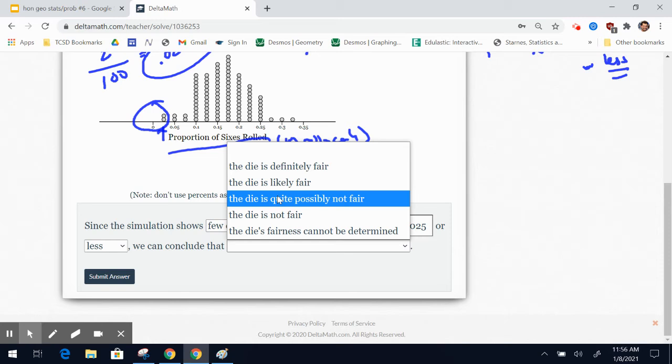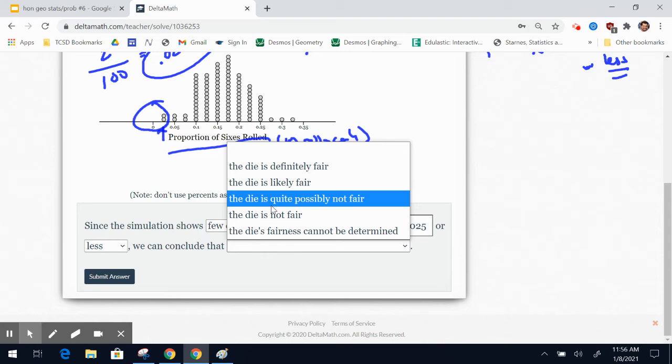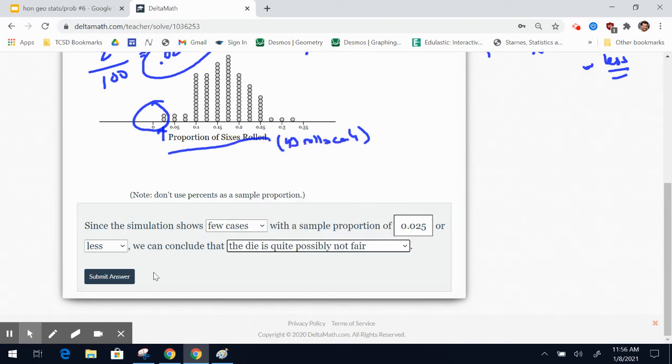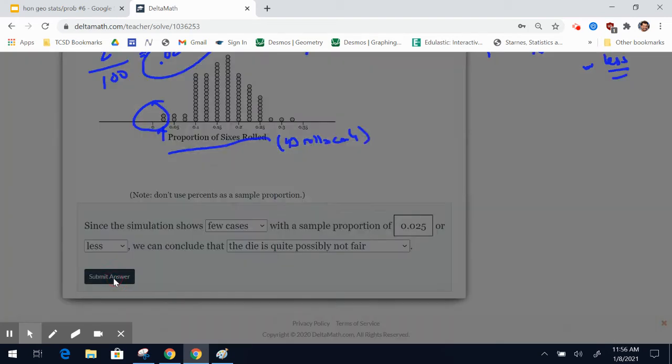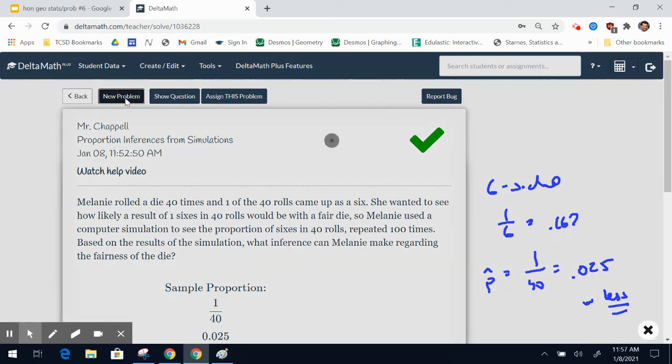Now, in statistics, you need to learn that nothing is ever 100% definitive. So the die is not fair. That is pretty definitive. We don't know. We're just basing it off of this sample. So we're going to say the die is quite possibly not fair. And there we go. Okay, let's do one more of these proportion problems.